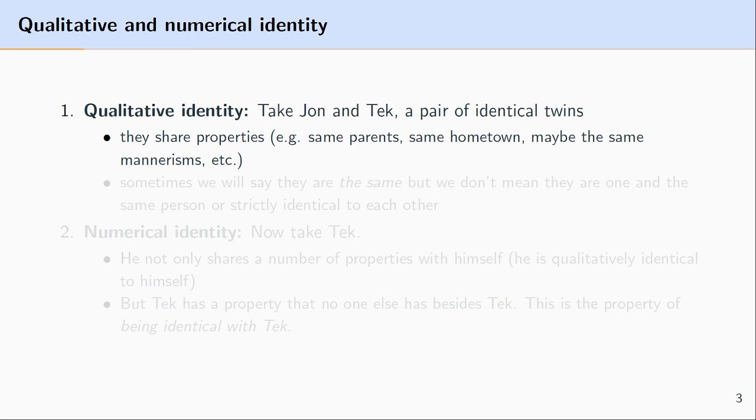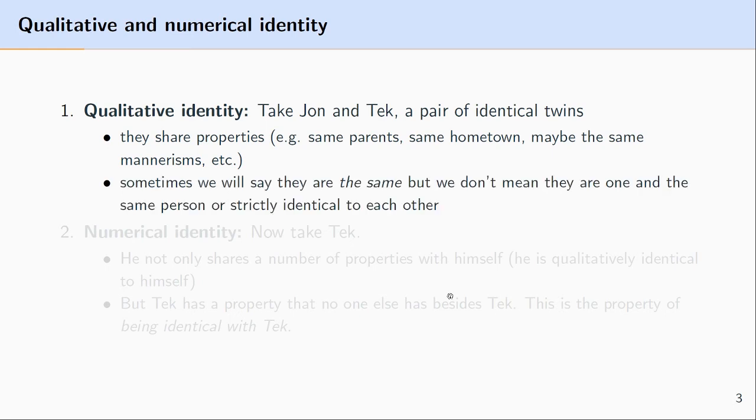This is not, of course, true of all identical twins. They don't all behave the same way. In addition, sometimes people will talk about two identical twins as being the same. And you might talk about friends being the same as well, or two people being the same. But here we don't actually mean that they are the same person. What we mean is that they share a lot of similar traits or properties. So we're clear: when we talk about two people being identical twins or being the same in certain ways, we mean that they share properties rather than being one and the same person.